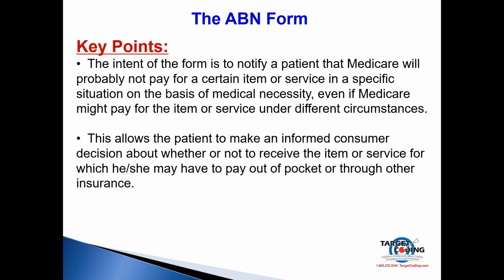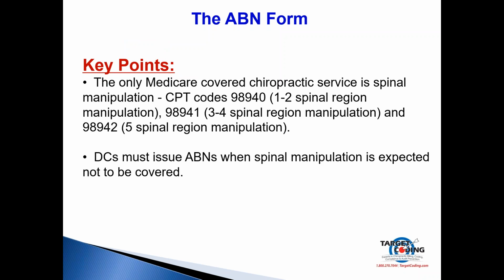So by giving the patient the ABN form before you are about to perform a chiropractic spinal adjustment, it allows them to make a decision whether or not they want it because they're going to have to pay for it out of pocket. So the only covered service performed by a chiropractor is spinal manipulation. And there are three CPT codes. You should be aware of these codes unless you're brand new to the chiropractic profession. 98940, which is a 1 to 2 region manipulation, 98941, 3 to 4 region manipulation, and 98942, which is a 5 region chiropractic adjustment.